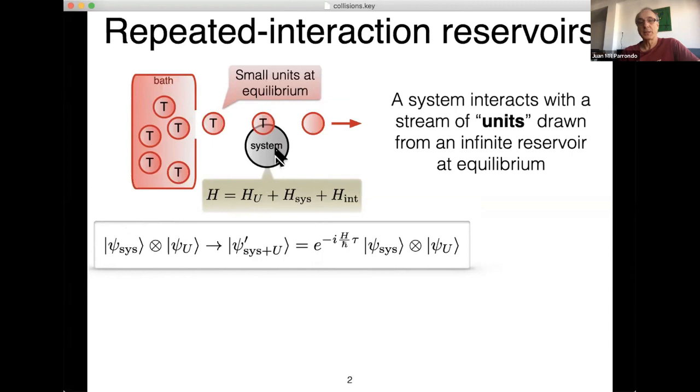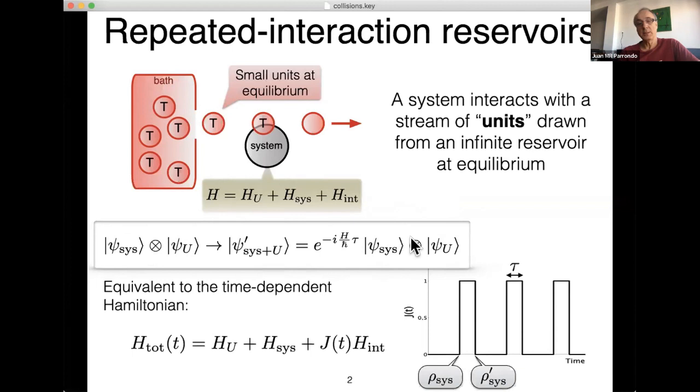After the interaction lasts some time tau, the system and the unit change, and they eventually become entangled. So you can trace out the unit, and then you get an evolution for the system. In general, this will happen for mixed states, for density matrices. So you have a density matrix before the collision and a density matrix after the collision, and they are related by a map. The map is given by this unitary evolution for a given time tau, the interaction time. This is equivalent to having a time-dependent Hamiltonian. HU is the Hamiltonian of the unit, you have the Hamiltonian of the system, and you have some interaction, and the interaction is switched on and off for a time tau. This is the idea of the repeated interaction scheme.